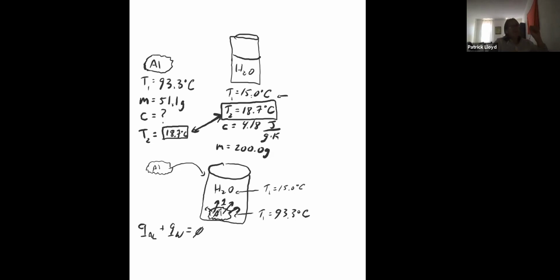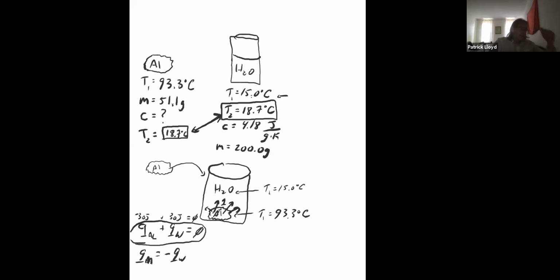The difference between gaining and losing is the sign. Losing is negative, gaining is positive. So if this is minus 30 joules, this is going to be plus 30 joules, and the two of them added together will give you 0. So this is an important equation. We can write the QW on the other side: QAL equals negative QW. That's just another way of writing the same thing. You put the water on the other side, it's now negative, but adding a positive and a negative gives you 0 if the numbers are equal magnitude.